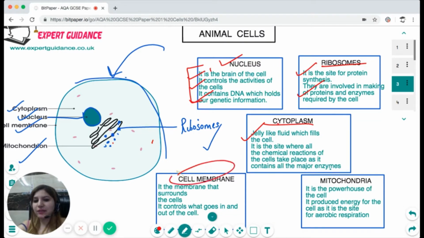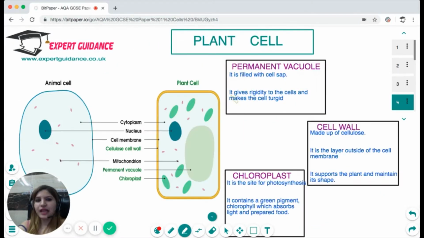Next is the cell membrane, as it's the outer layer. So as it's the outer layer, it is controlling what is going in and out of the cell. And mitochondria is very important. It is the powerhouse of the cell. Powerhouse means it provides the cell with energy, as it is the site where aerobic respiration takes place. Okay, so I hope you know the function of each of these organelles, and you should be able to label them. If any cell is given to you, you should be able to spot where's the nucleus, where's the cell membrane, where's the mitochondria.